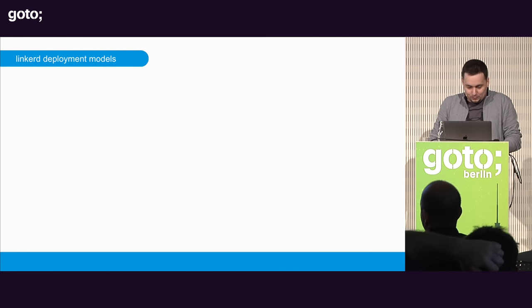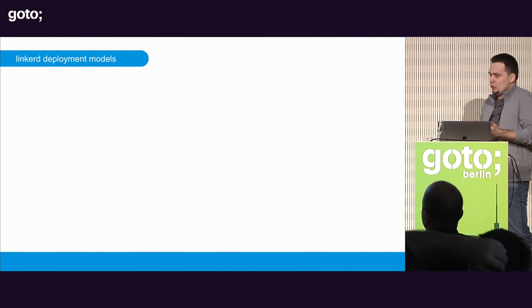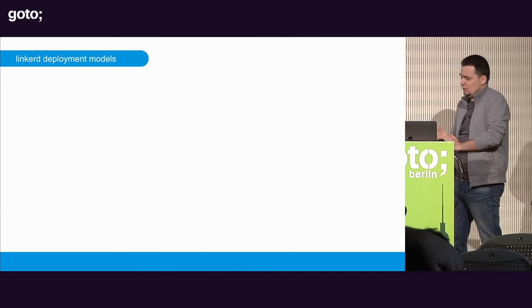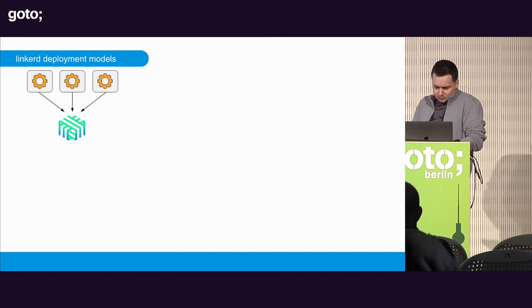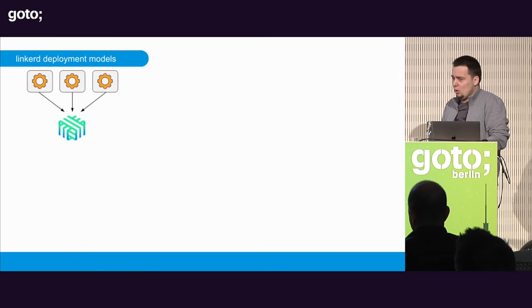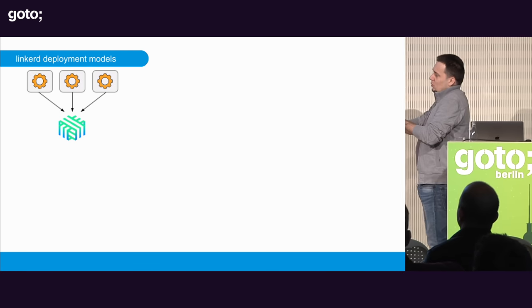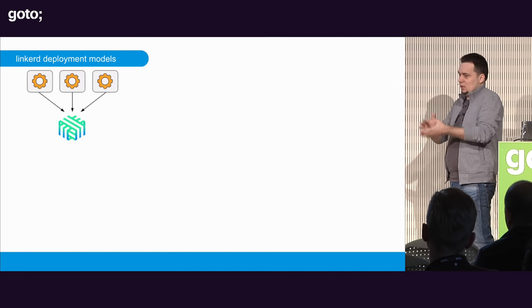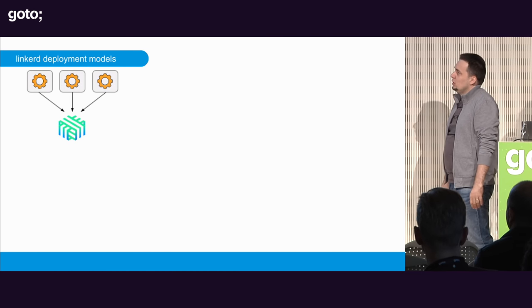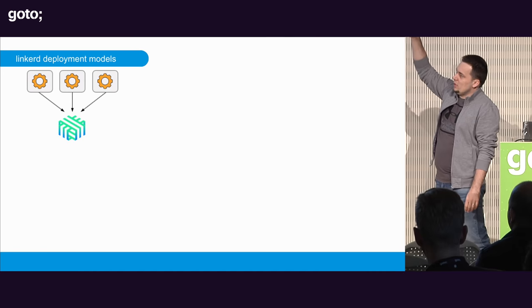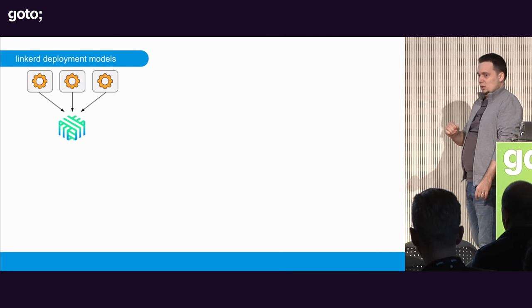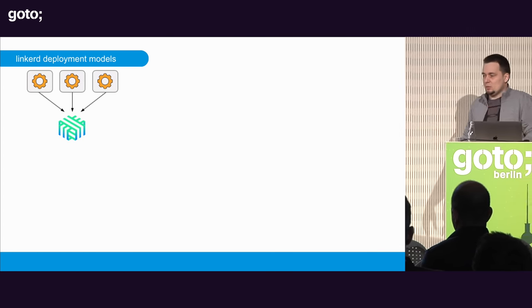Okay, so how do you deploy a service mesh in your infrastructure? There are several ways. The first one is the so-called host-only mode, where you deploy Linkerd as a component on the host of your systems, let's say an EC2 node. And then all the services are basically talking to this Linkerd instance, and it does what it needs to do.